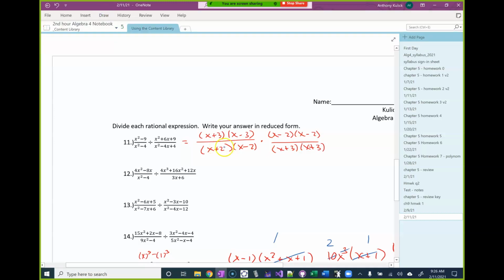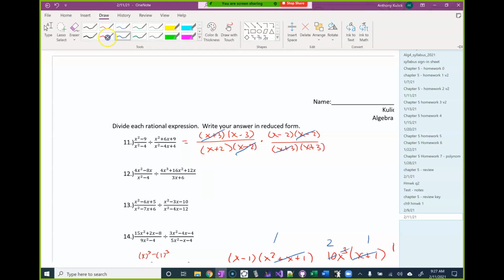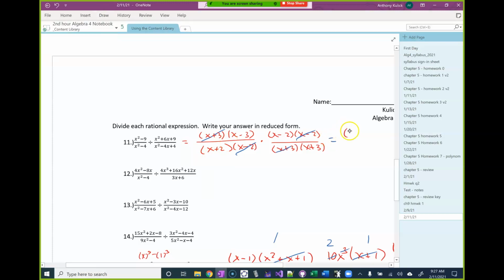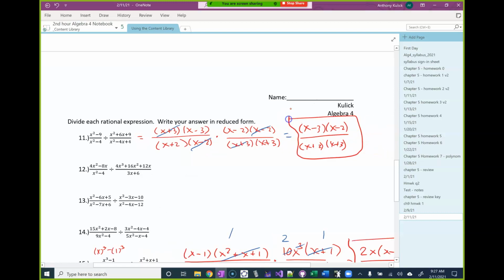So when I reduce, I can take the x plus 3's and then the x minus 2's. And that's it. So I'm left then with x minus 3, x minus 2 over x. Okay there? You're welcome. Lando, you're up.